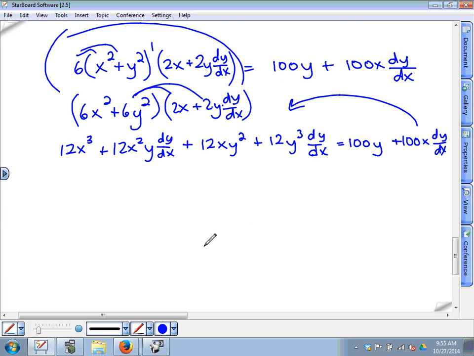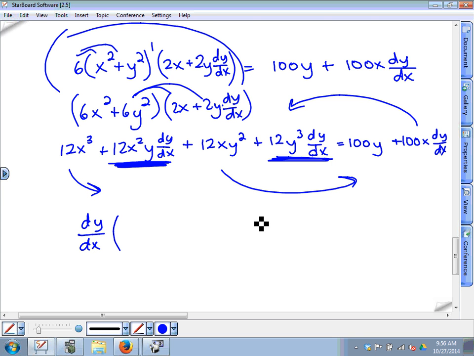It really does, dy dx. So I'm going to keep this one here, and I'm going to keep that one there, and move the 100x over. And then the 12x to the third needs to move over. The 12xy squared needs to move over. So we're going to have... You guys going to be okay if I skip a few steps here? What if we factored out the dy dx? What are all the terms going to be on the left side after we factor out a dy dx? We're going to have the negative 100x.